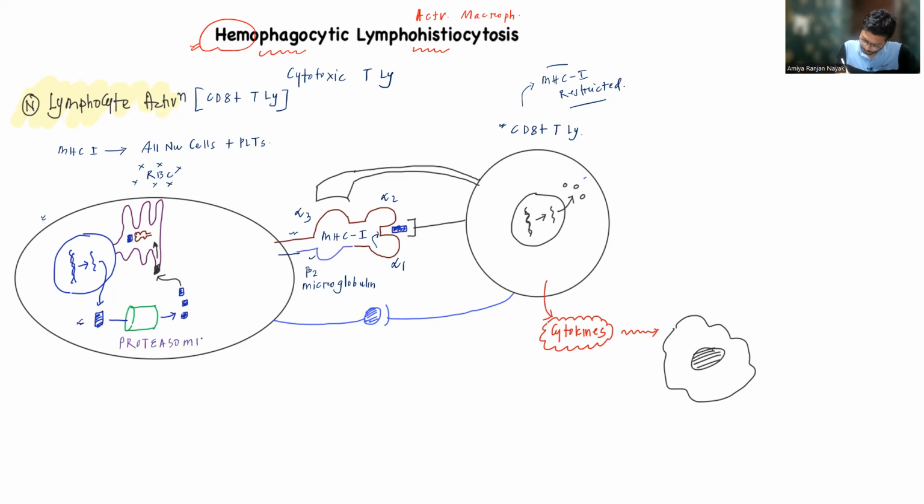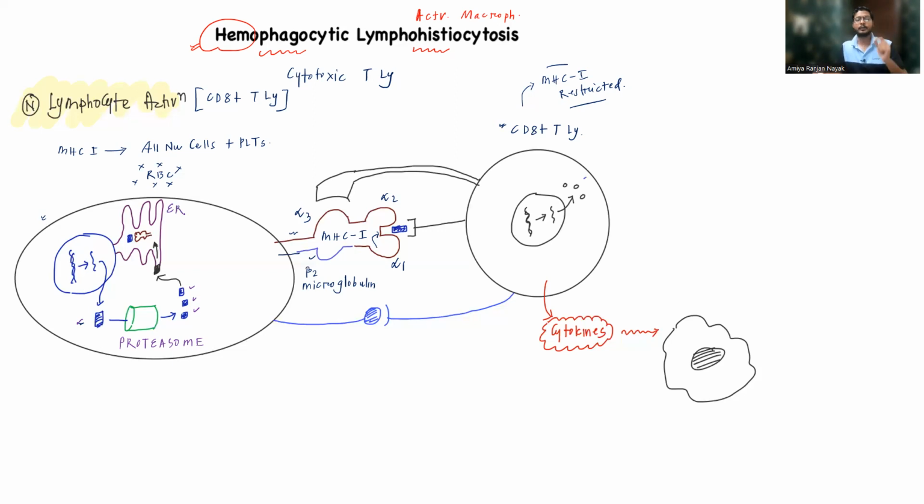So the proteins will have partial digestion in the proteasome, which will make smaller peptide fragments. And after formation of these peptide fragments, or you can say the antigens, now these antigens will be taken up into the endoplasmic reticulum. So this is the endoplasmic reticulum.